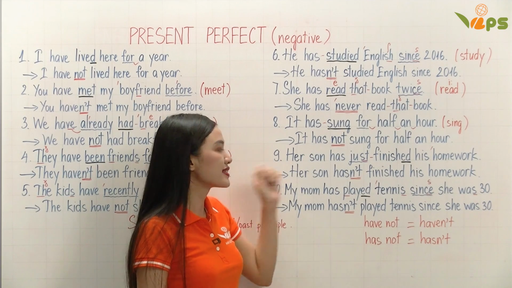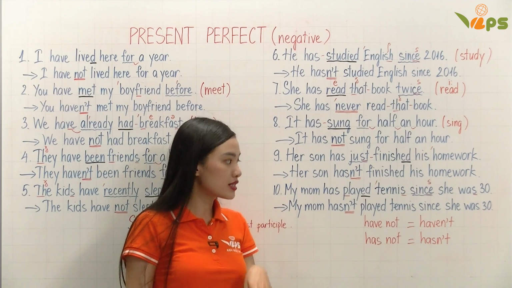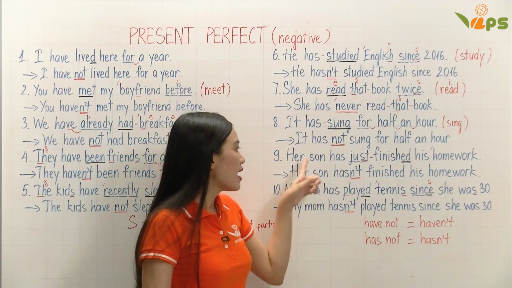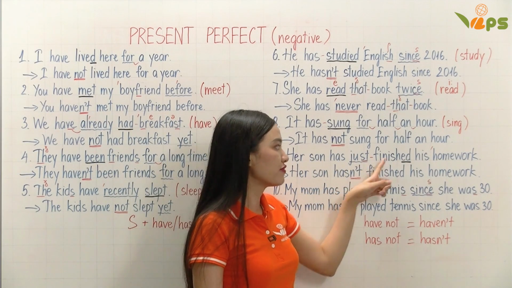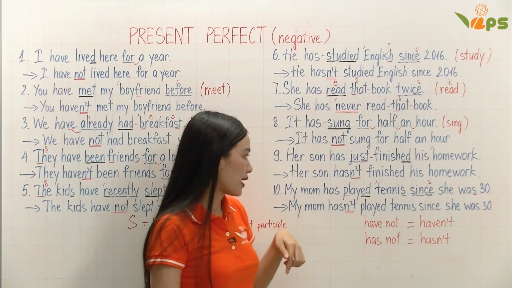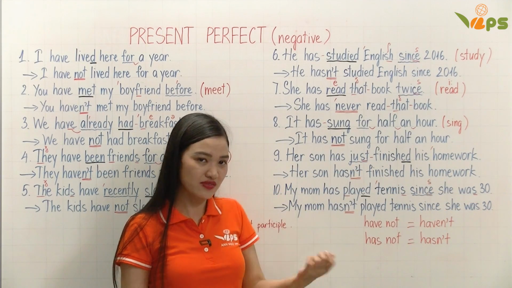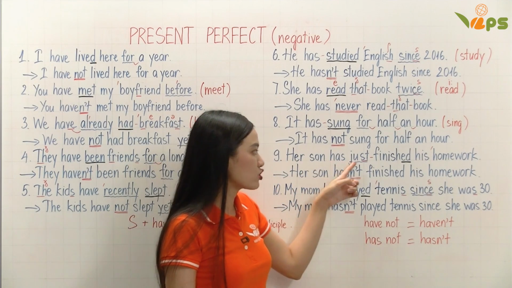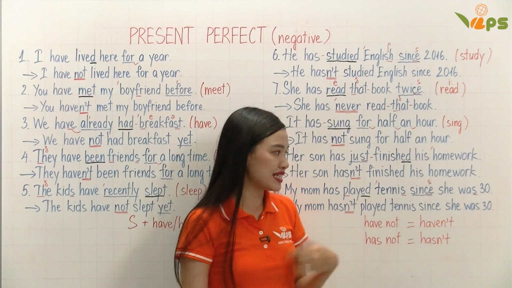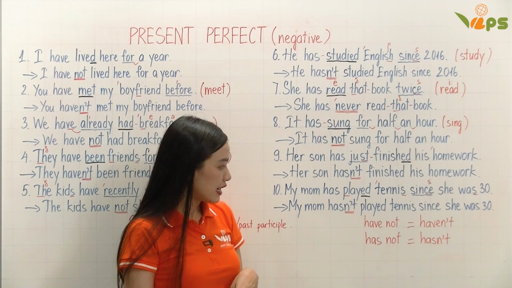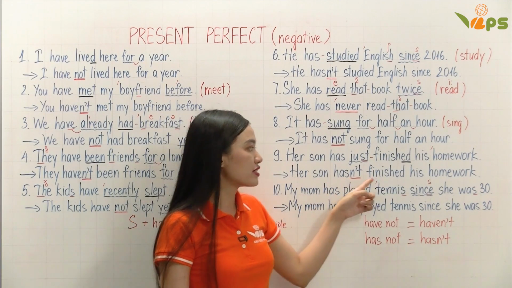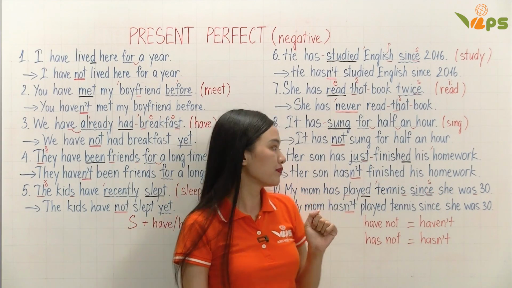Number 9, her son. Her son, one person, so singular, now we have to use has. Her son has just finished his homework. Just, okay? The action has just finished. Finished, we just need to add ed. And for the negative form, hasn't: her son hasn't finished his homework.